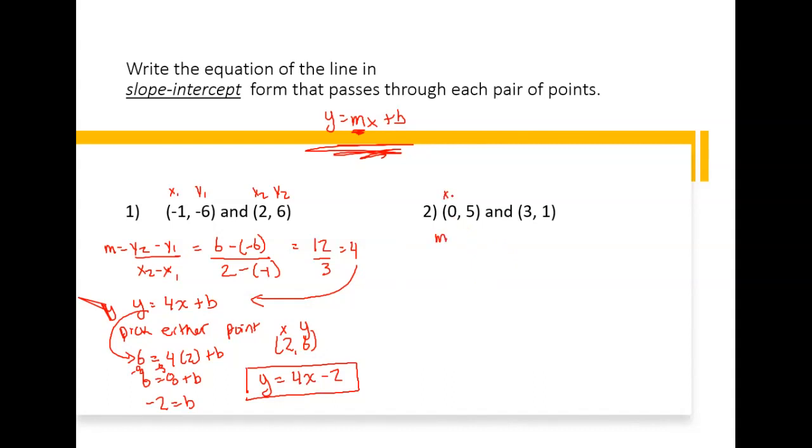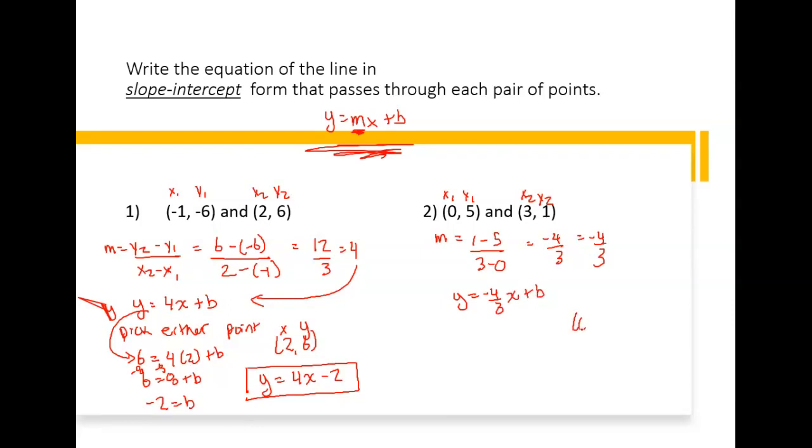Do the next one. So I have x1, y1, x2, y2. So I have 1 take away 5 over 3 take away 0. That's -4 over 3, so -4/3. It's fractions, which freaks people out, but that's okay. So I have -4/3 x plus b.